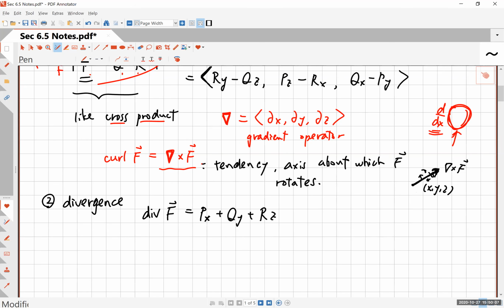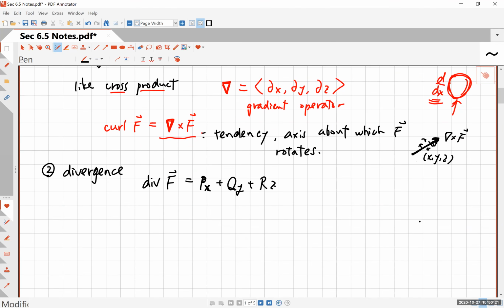So you just take the partial of the first component with respect to the first variable x, the second component with respect to the second variable y, plus the third component R with respect to the third variable z. Sometimes people write this as dP/dx plus dQ/dy plus dR/dz, partial of R with respect to z. Now, it is not a vector. It is a scalar function, or you can call this a real valued function. Make sure you know it's not a vector.